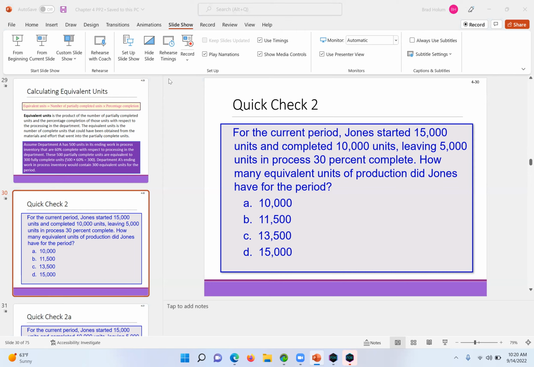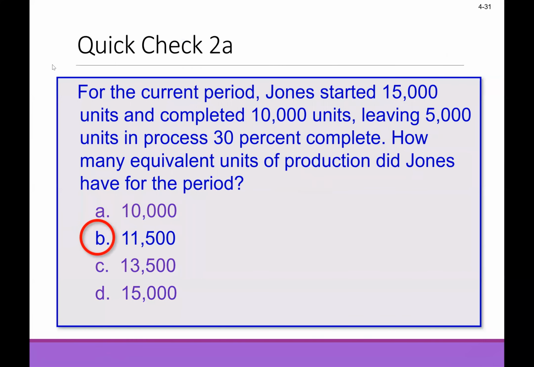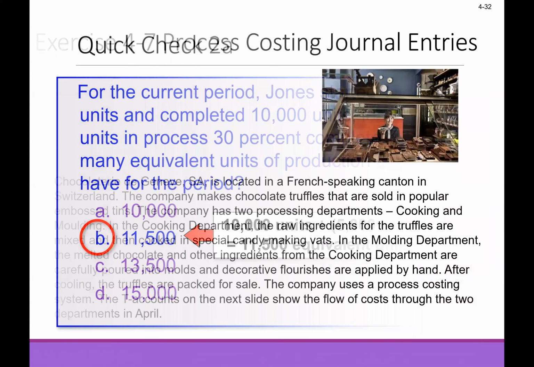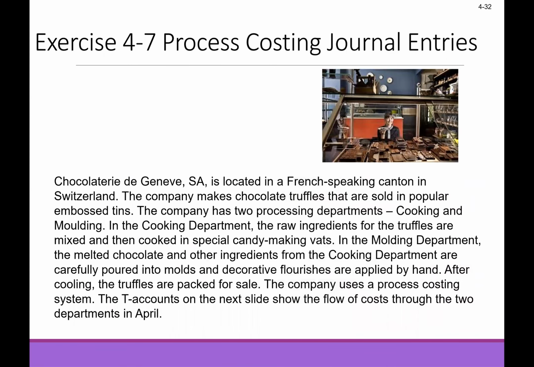Okay, so you are absolutely correct, guys. B is the right answer. Let's take an exercise and look at this. Chocolatier, process costing. What will happen in this class is you'll start looking at other things and going, oh, I know what kind of costing or manufacturing they do.